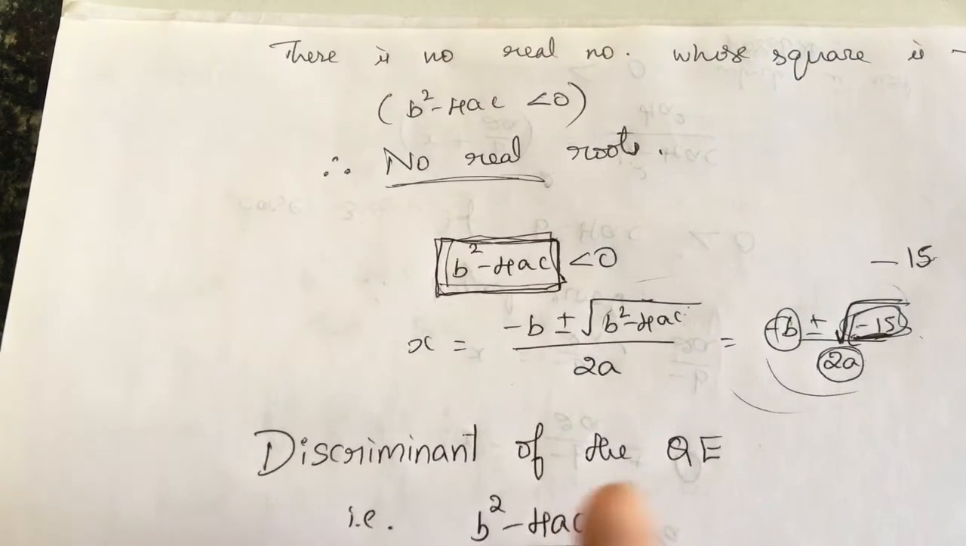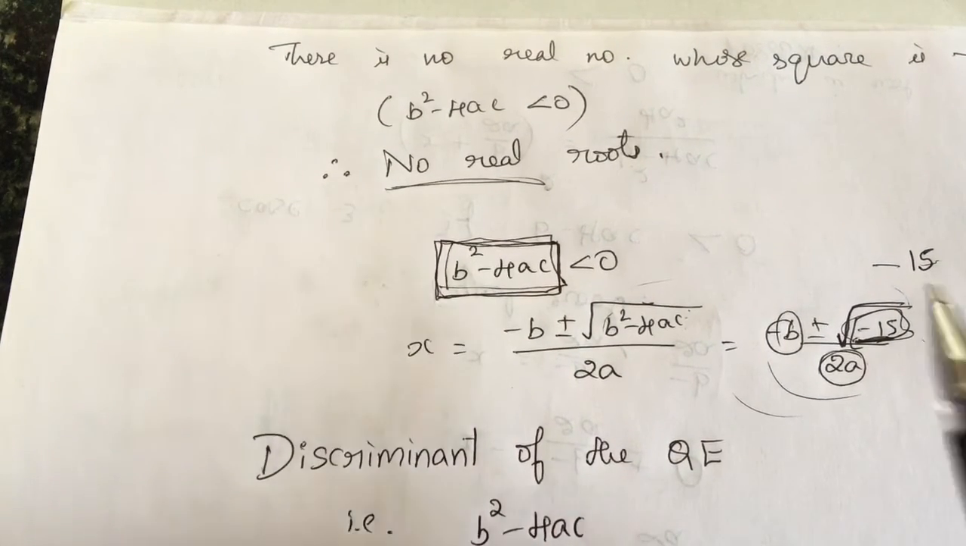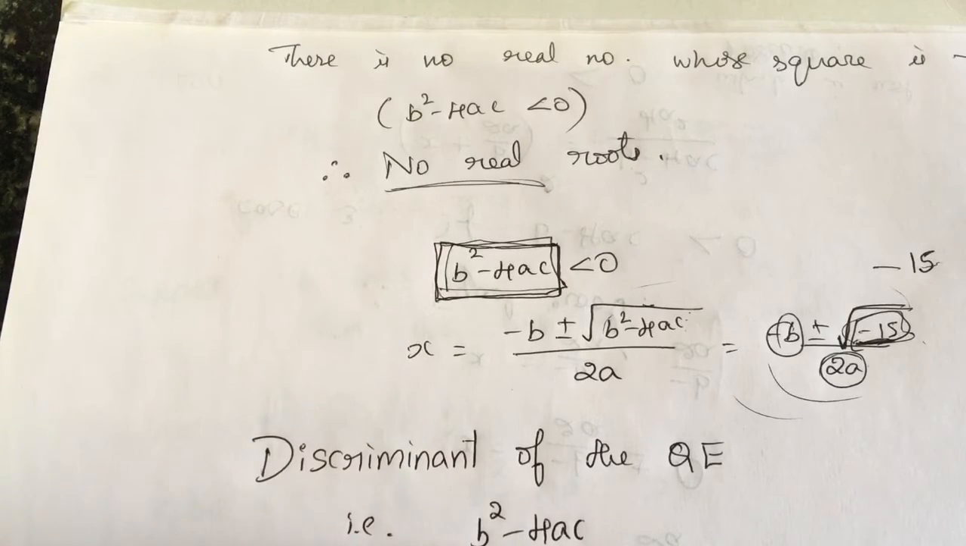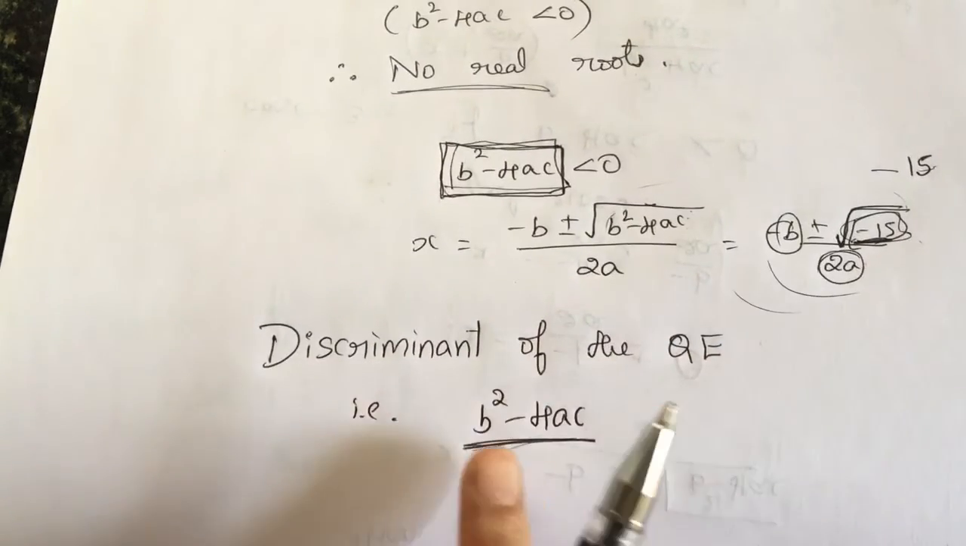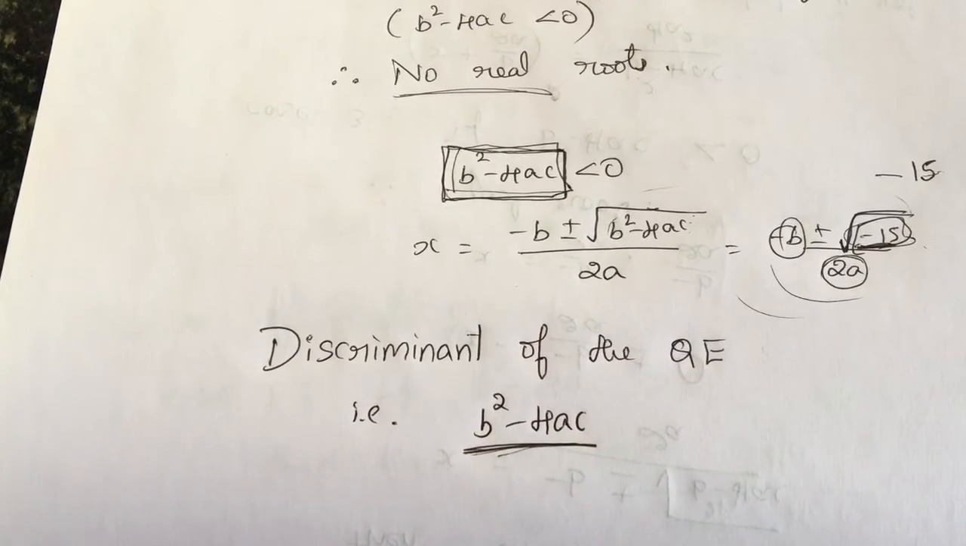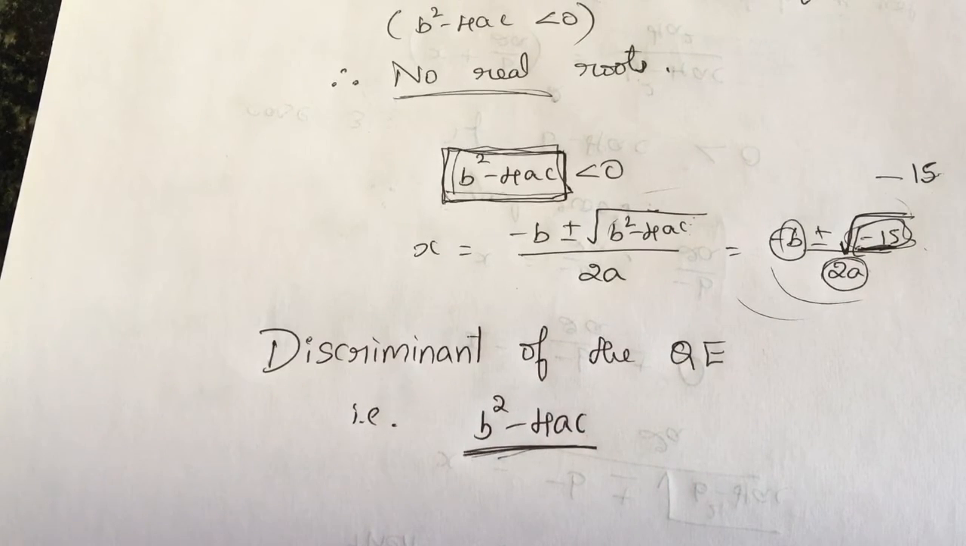Sometimes the question will be like, they'll give you the quadratic equation and they'll ask you to find the discriminant of the quadratic equation. You just need to find this value. Okay, so let us go for the problem.